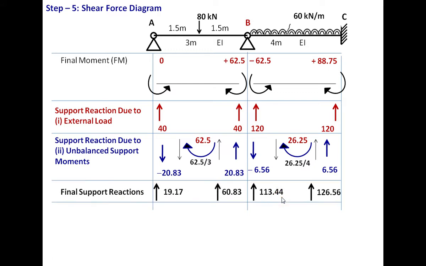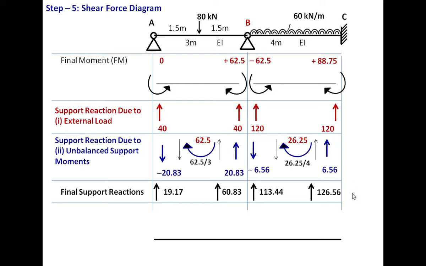So the final reaction will be the algebraic summation of these two reactions. 40 upward and 20.83 downward, so the net is 19.17 upward. 40 upward and 20.83 upward gives 60.83 upward. 120 upward and 6.56 downward gives 113.44 upward. 120 upward and 6.56 upward gives 126.56 upward.